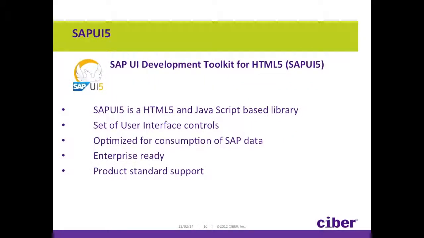Our solution for making this user interface possible is SAPUI5. So what is SAPUI5? It's a HTML5 JavaScript library. So it runs in your browser, in any browser. So it's suitable for mobile as well. It's actually a set of user interface controls which we can use to build our screen. So it's a programming model. It's really optimized for consuming SAP data. And it's fully supported by SAP. They also use it in their own products. And it has full support.